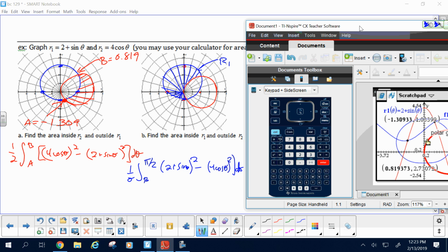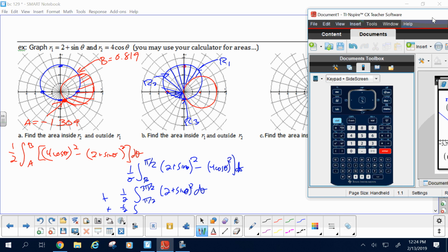Okay, that's region 1. Plus region 2, from where to where? Pi over 2, and what's the integral? 2 plus sine of theta, just straight up the way it is. Plus region 3, which is from where to where? Careful. If you get an A, then it's going to go backwards. Careful, yeah. 3 pi over 2 to 2 pi. 3 pi over 2 to, now you're thinking, all right, good job.